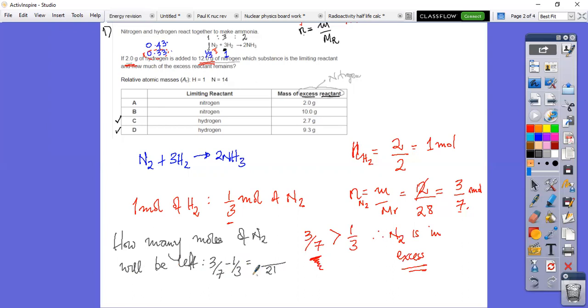21, 3, that's 9 minus 7. So I will have 2/21 left. Now, these are the number of moles.